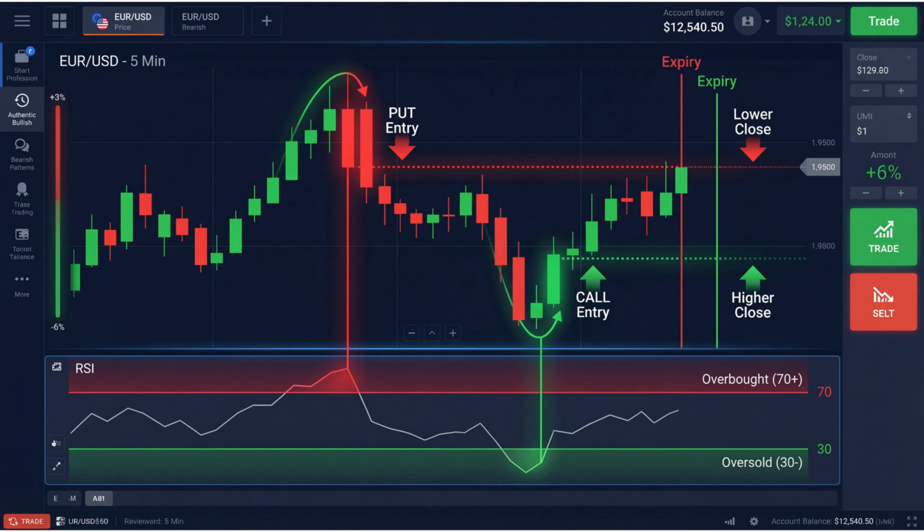On the opposite side, when price drops sharply and the RSI falls below the 30 level, the market is oversold, indicating strong selling exhaustion. As soon as a bullish reaction candle forms, it confirms buyers are stepping back in. This is the signal to place a call trade, expecting price to move higher. The green vertical line marks the expiry, where the goal is a higher close than the entry price. This strategy works best in clear market swings, combines price action with RSI confirmation, and requires patience to wait for both indicator and candle confirmation before entering a trade.